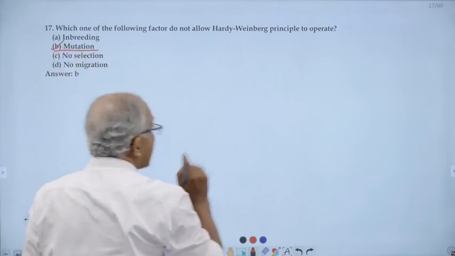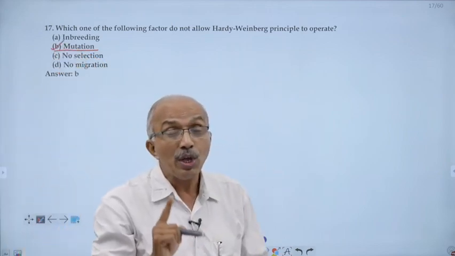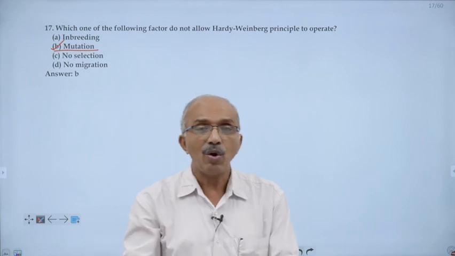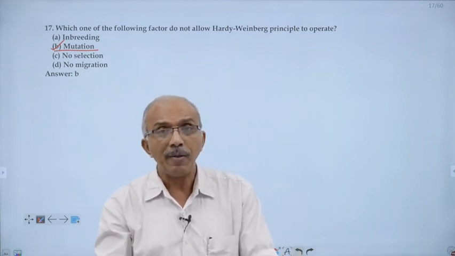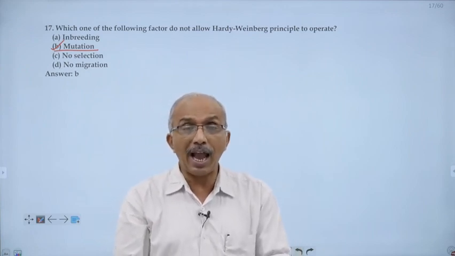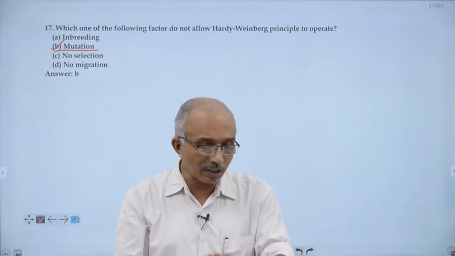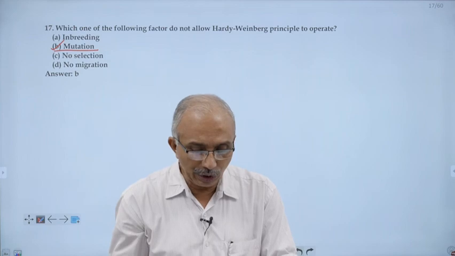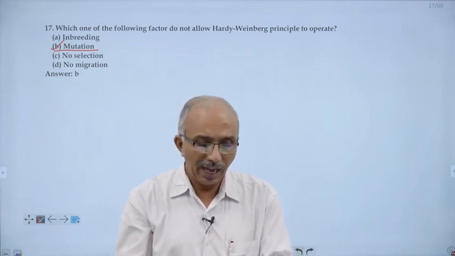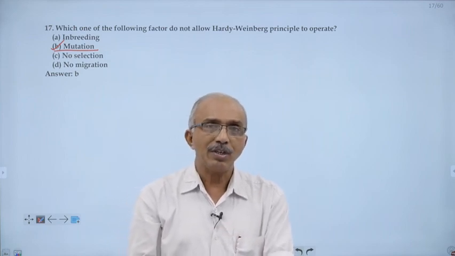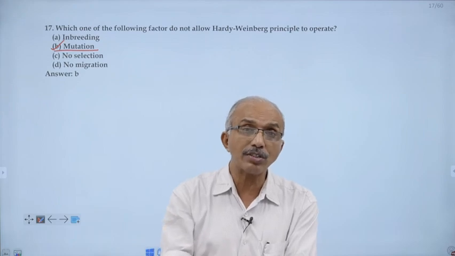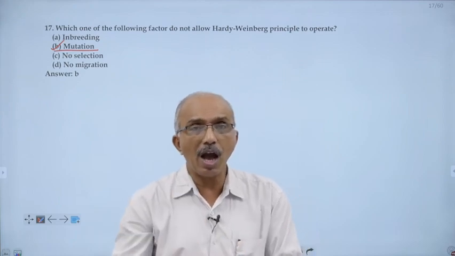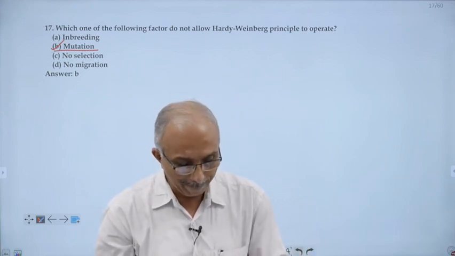Mutation results in the formation of a new allele or new gene in a population, and in the future it causes variation, a change in the allele frequency. So mutation is a cause which disturbs Hardy-Weinberg equilibrium.